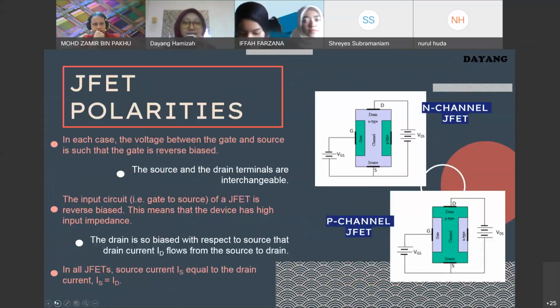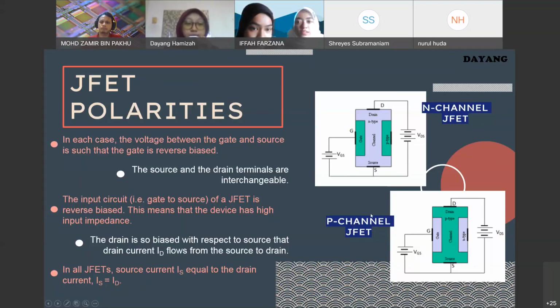For JFET polarities, based on these pictures, in each case, the voltage between the gate and source is such that the gate is reverse biased. For example, from the N-channel JFET picture here, the negative of voltage of gate source is connected to the P-type at the gate junction. So that's why it is reverse bias. The source and drain terminals, which is at the above and the below one, are interchangeable.